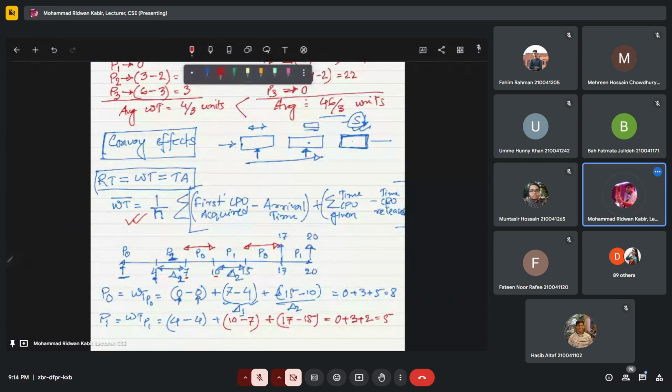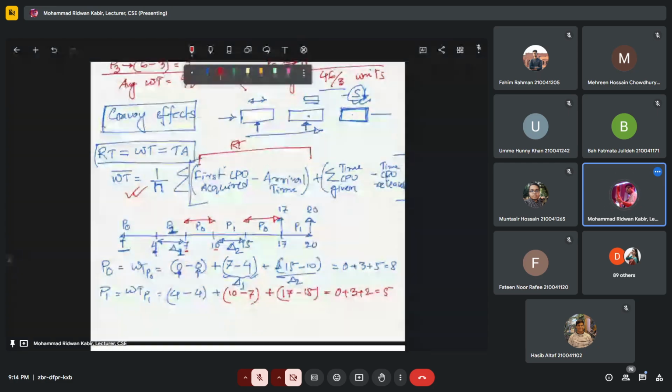Do you agree? Yes, sir. So is the formula generalizable to you now? Yes, sir. Okay, so that is how you will find out the average waiting time, and the response time is basically the first part of the average waiting time formula. Okay, and the turnaround time would be the time when it actually left the CPU. You have to consider that difference as well.